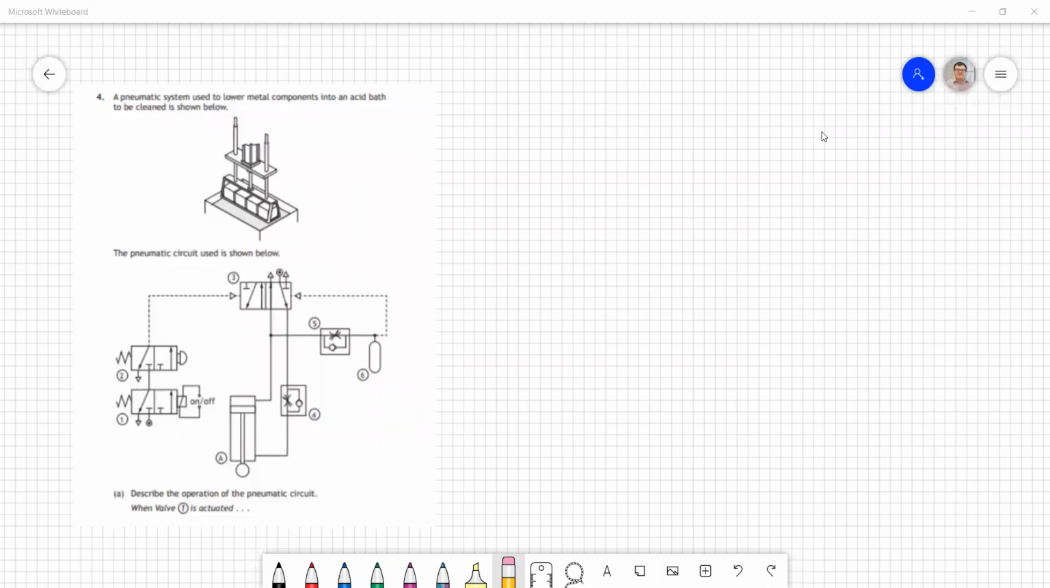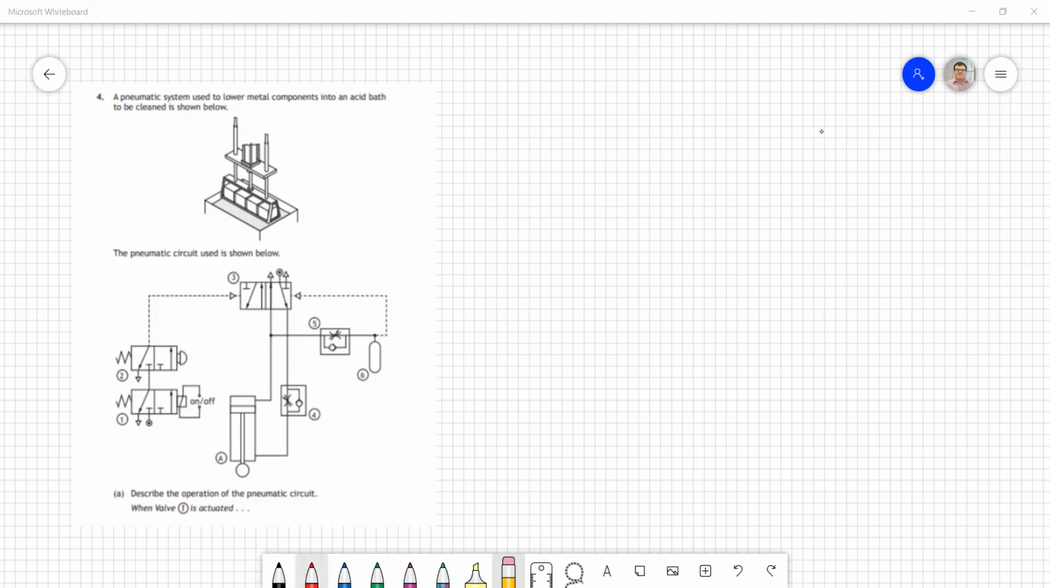In this video, we're going to look at question 4 from the tutorial sheet, looking at questions where we describe what's happening. We're given a scenario here where a pneumatic system has been used to lower metal components into an acid bath, and we're given a prompt at the start of this question. We're asked to describe the operation of the pneumatic circuit when valve 1 is actuated.